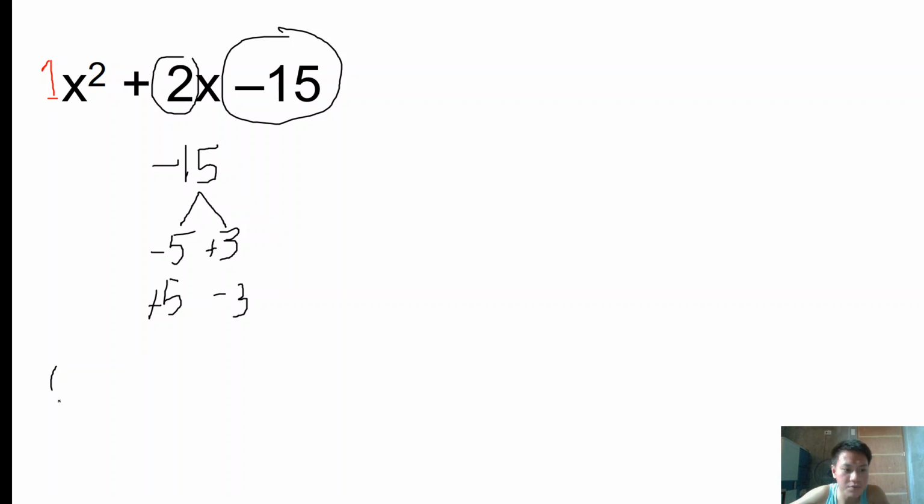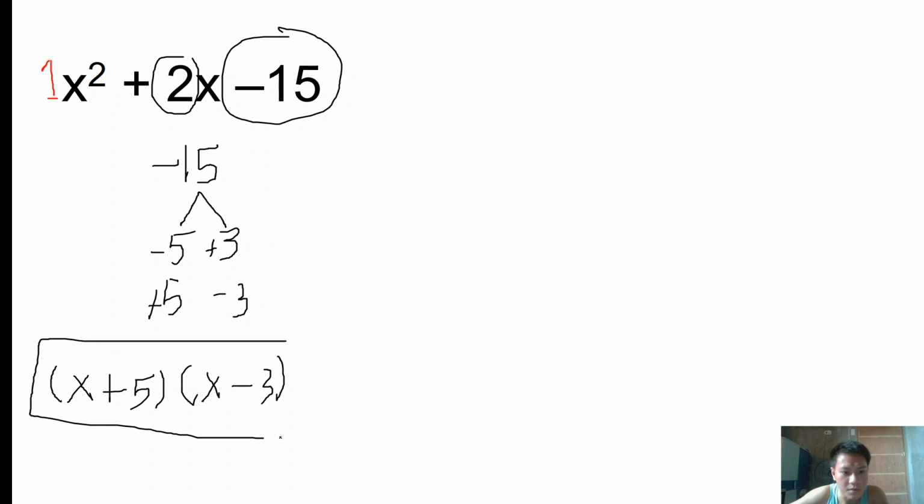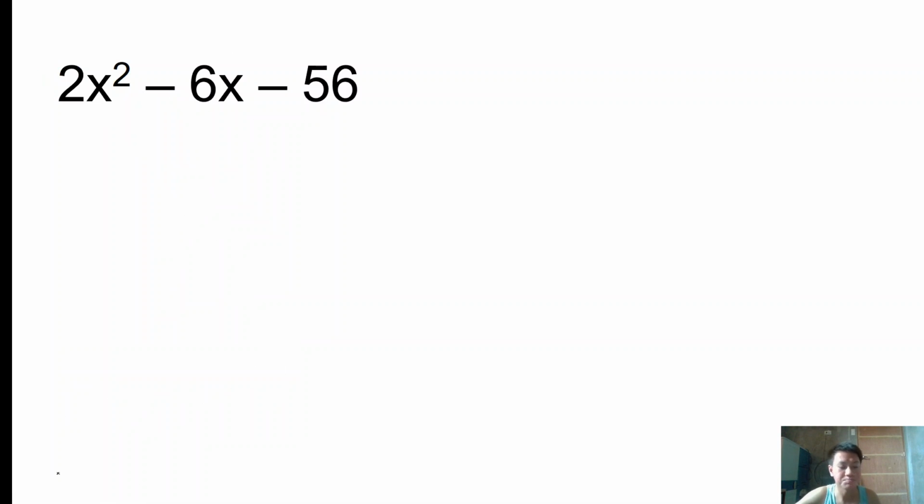So our answer for this particular problem is x plus 5 multiplied by x minus 3. Okay. So, yung next problem naman natin, kung mapapansin nyo yung problem natin ngayon, trinomial pa din siya, yung i-factor natin, kaya lang, kung mapapansin niyo hindi na 1 yung kanyang leading coefficient.